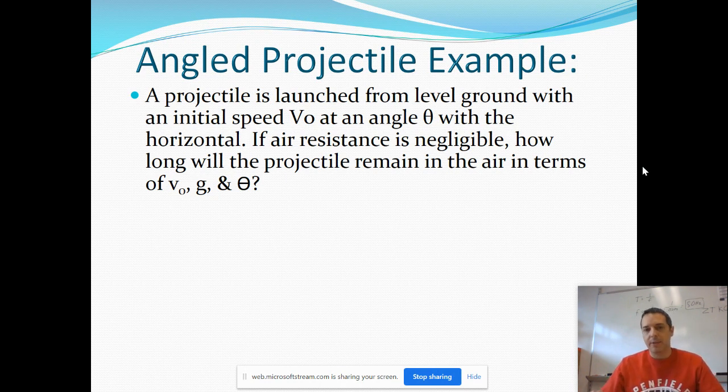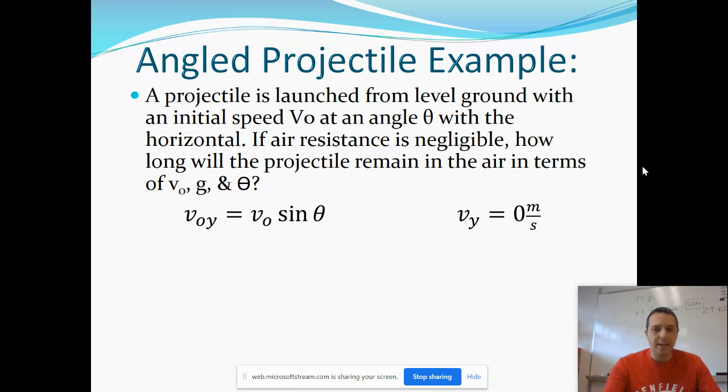So we're going to try to end up with an expression here for time in terms of initial velocity, acceleration due to gravity, and the angle at which it was launched. And we're just trying to figure out how long it's in the air. Let's go through the things we know. We know that the initial velocity vertical was velocity initial times sine theta. That's just the vertical component of our initial velocity.